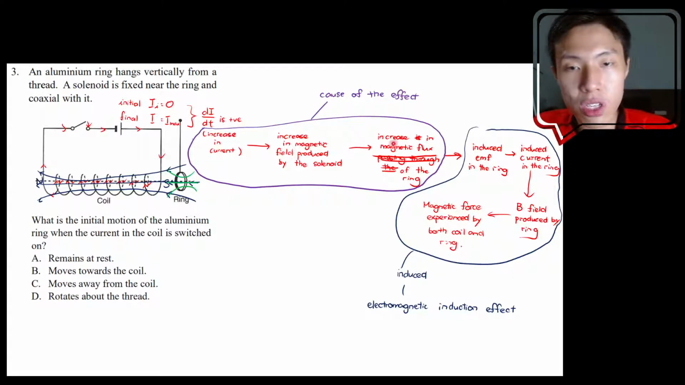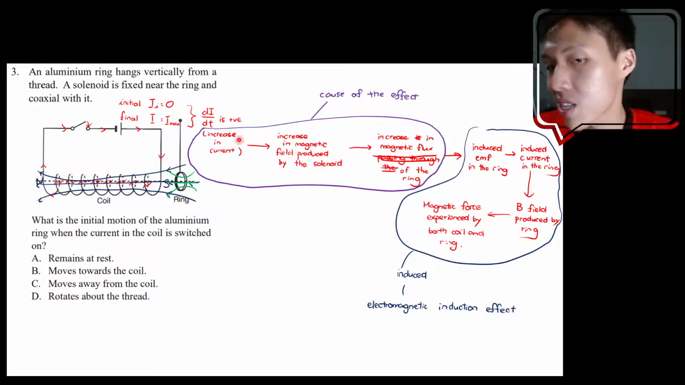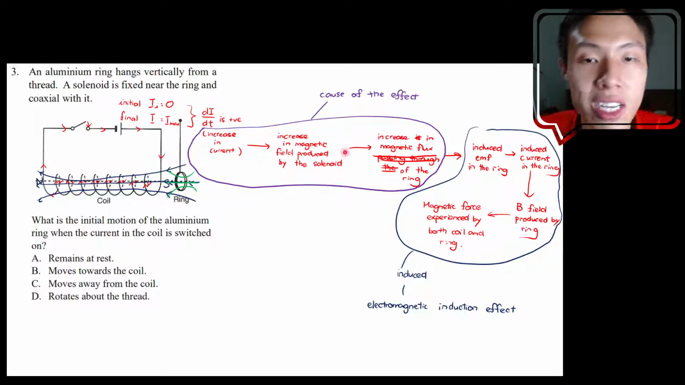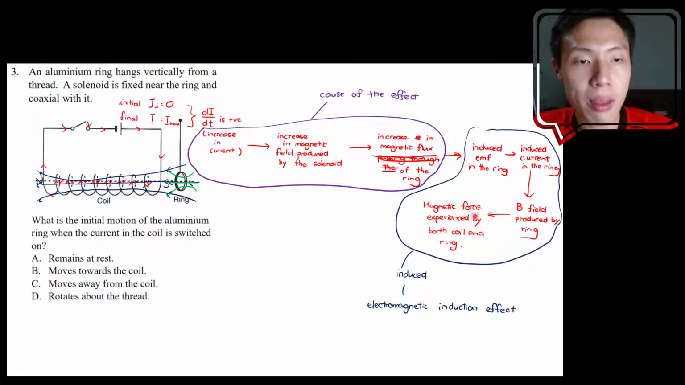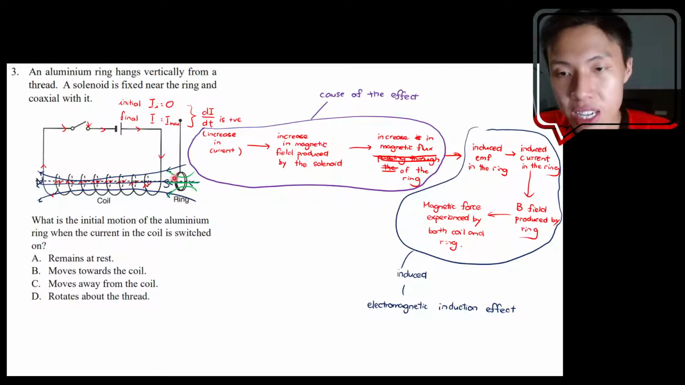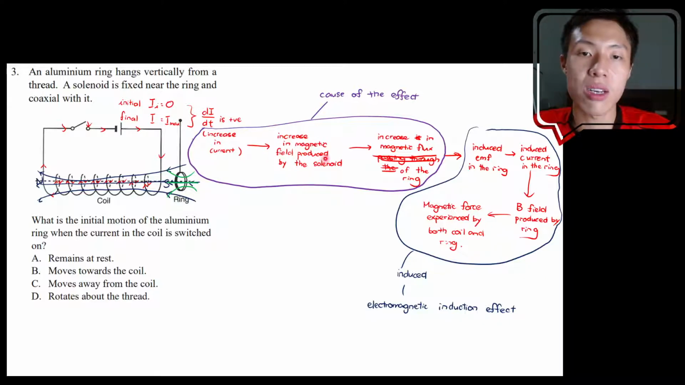The cause of the effect here is the increase in current. So this magnetic force or magnetic field, or induced current or induced EMF, tries to oppose the increase in current, or tries to oppose the increase in magnetic field. In this case, it's more appropriate to say that the magnetic force will be in the direction to oppose the increase in the magnetic field. There's an increase in magnetic field passing through the ring, and the magnetic force will try to oppose that increase.